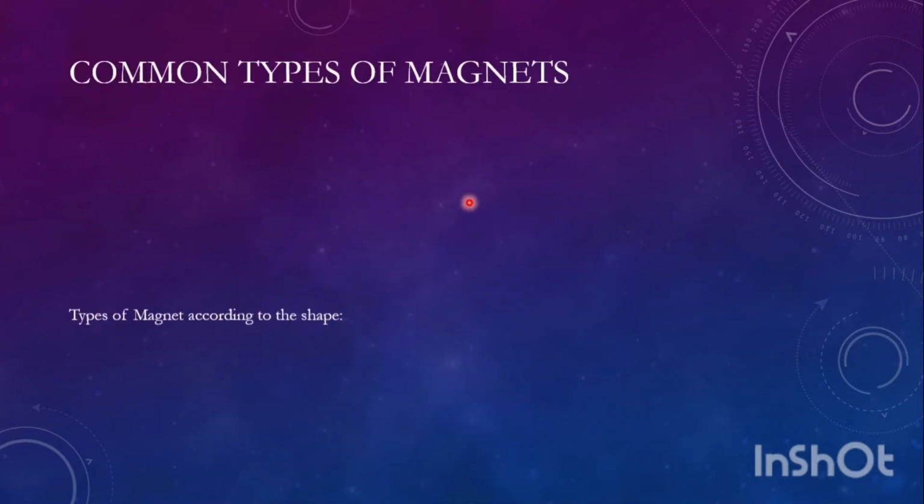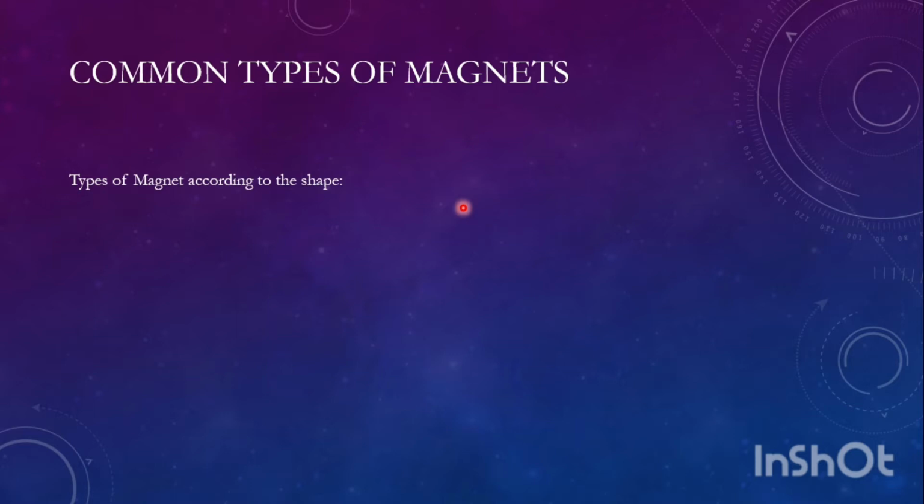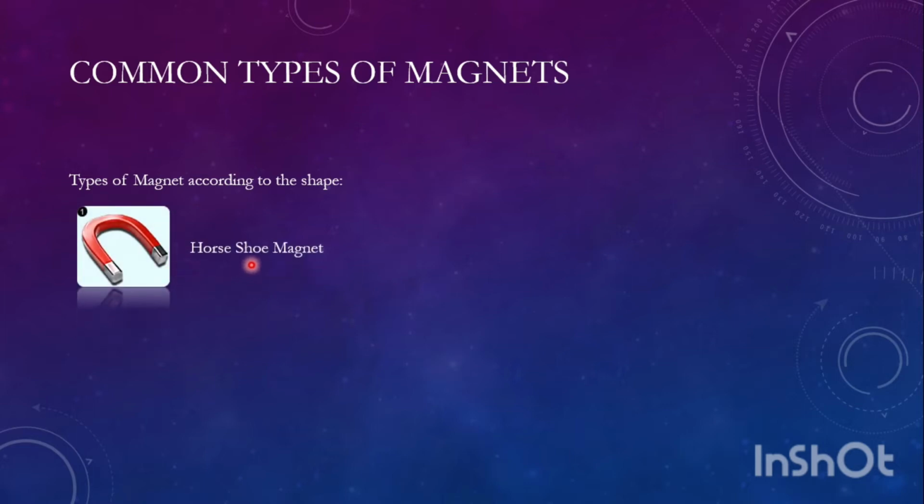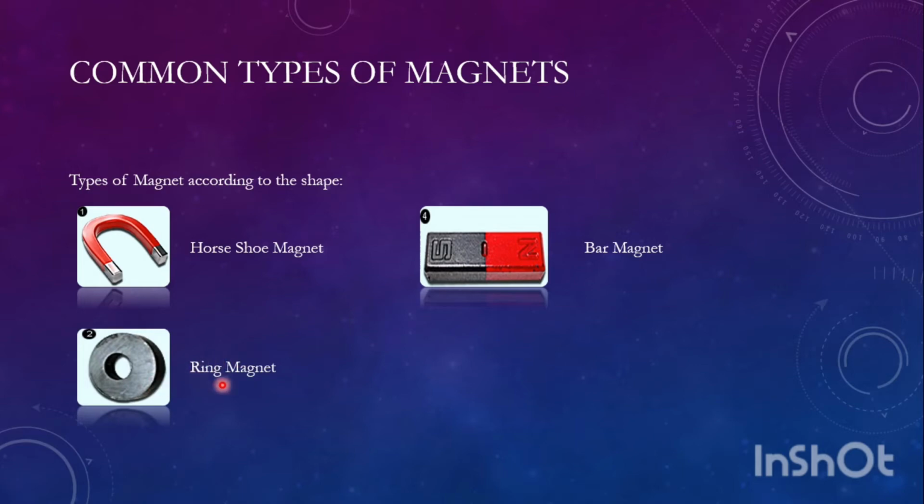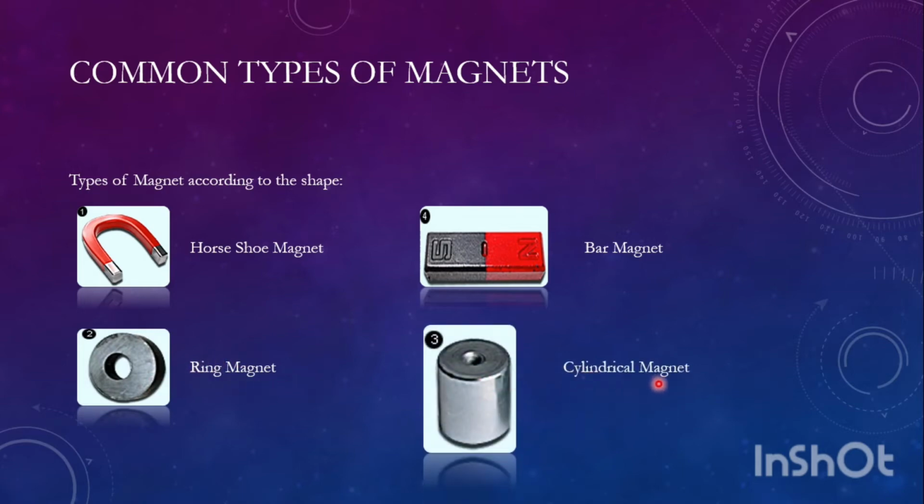Common types of magnets, according to shape. There are many types of magnets according to shape. Here I will discuss four magnets. One is the horseshoe magnet, which has the shape of a horseshoe. That's why it is called a horseshoe magnet. The others are the bar magnet, ring magnet, and cylindrical magnet. You are very familiar with the ring magnet, as you can find it easily in your speakers like TV speakers or woofer speakers, which have a ring magnet.